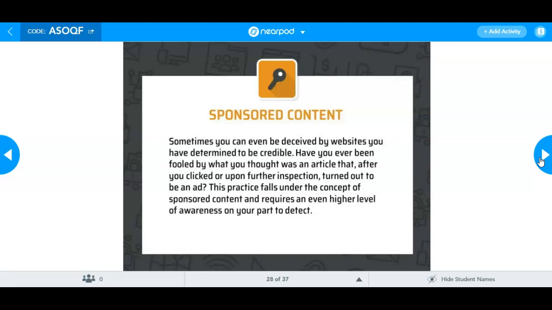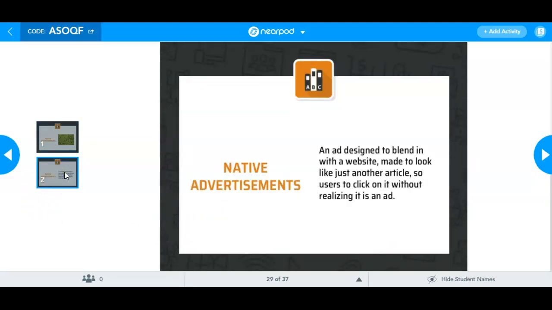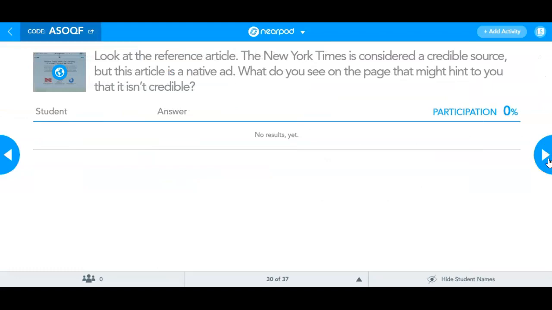Then they would also go through what is sponsored content, and what is native advertisement. Then they will be presented with what is considered to be a credible source, an article from the New York Times, and then they will be able to go through and analyze the article to look for hints of whether this article is credible or not.